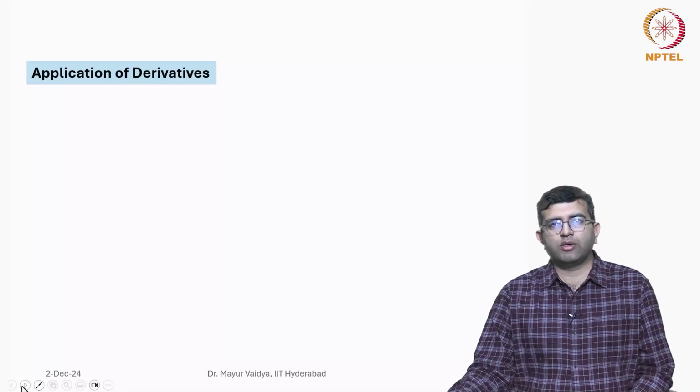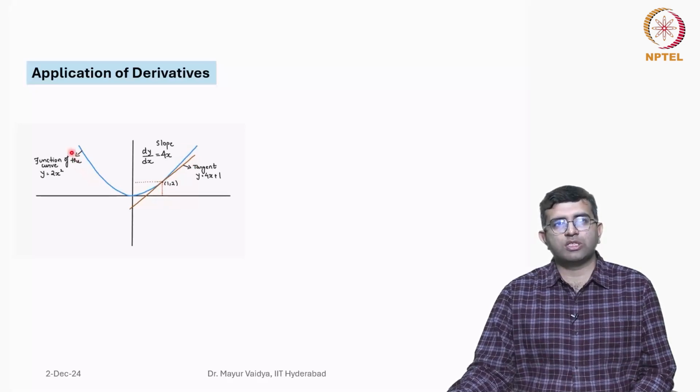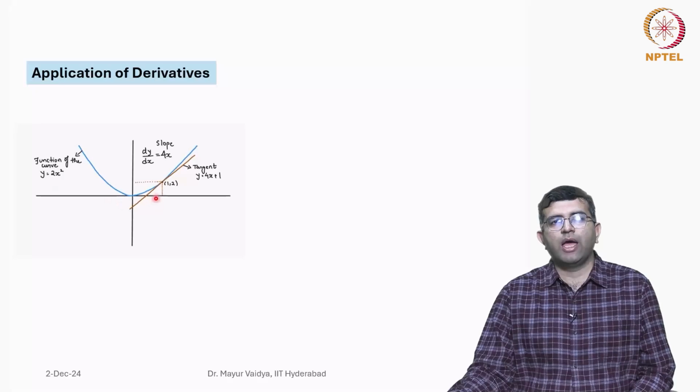A couple of applications of the derivatives, the differentiation, which we come across. One important is the construction of the tangent. So, suppose there is a curve which is y equal to 2x square. Now, if at any point, let us say 1 comma 2, I draw a straight line which touches only this point on the curve, this line is called a tangent to the curve.